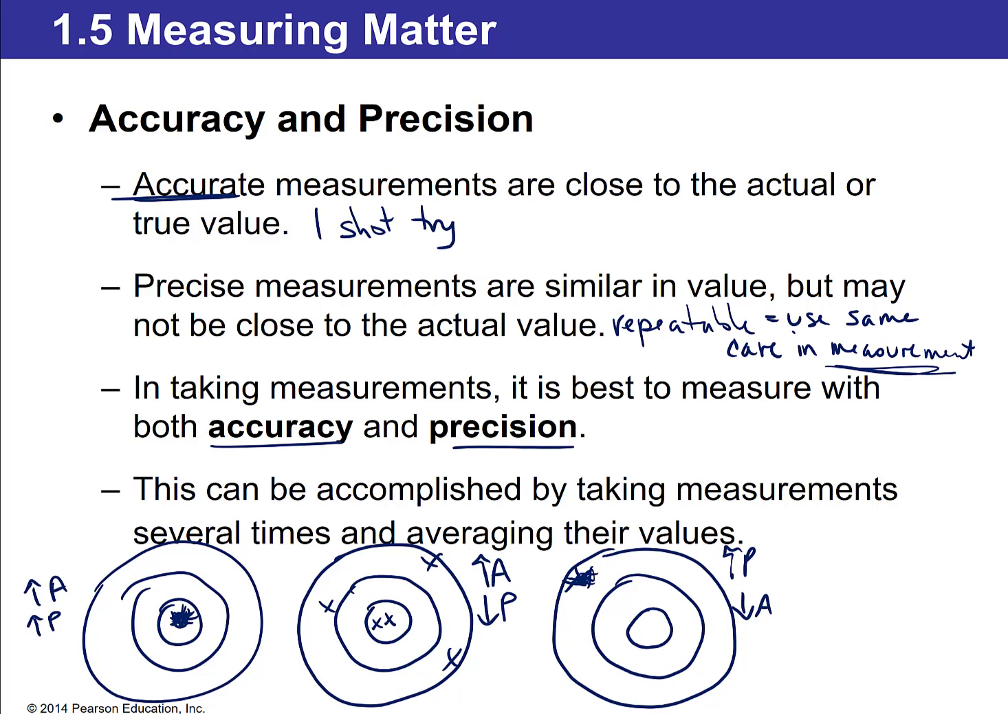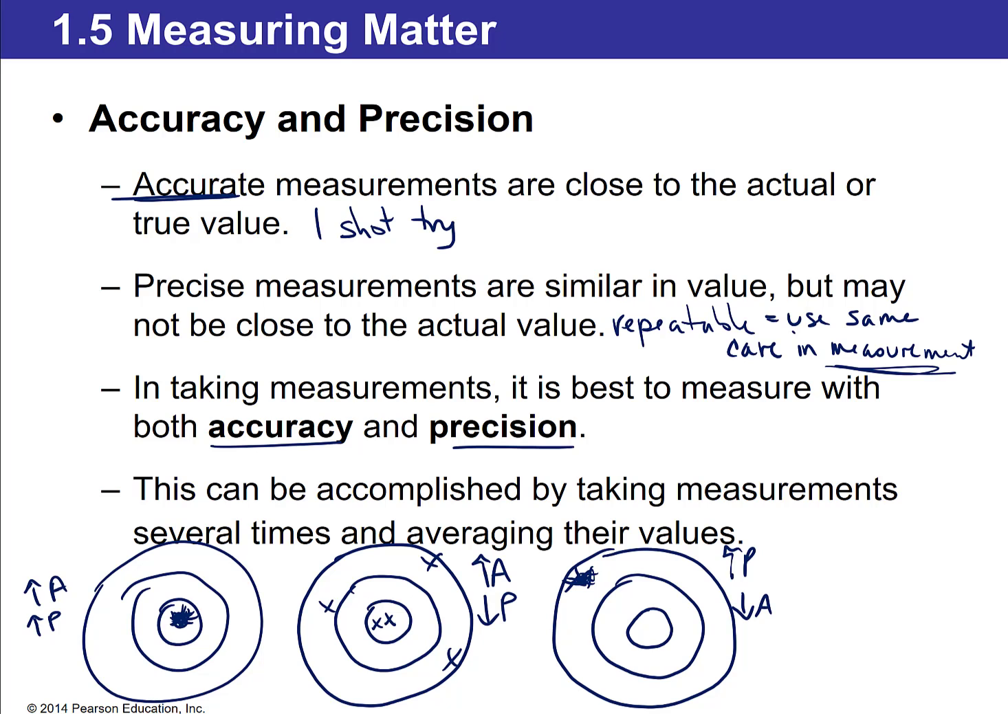This can sometimes happen if your equipment's off. Okay, so when you think of a bow and arrow, if you're aiming and you're off every single time, you need to recalibrate the bow. You end up having to adjust either where the sight is, or where you're actually aiming to try and put it in. But your measurements are really good because you're hitting the same spot every time.